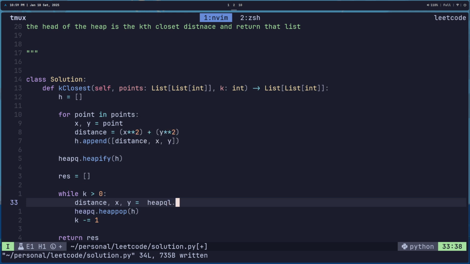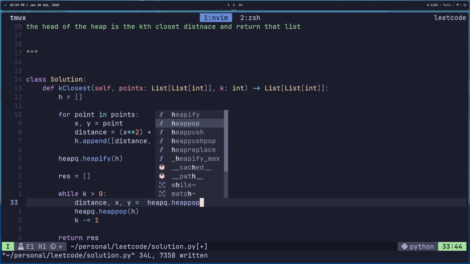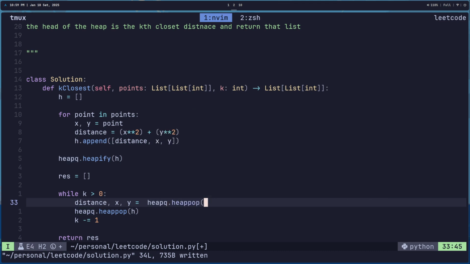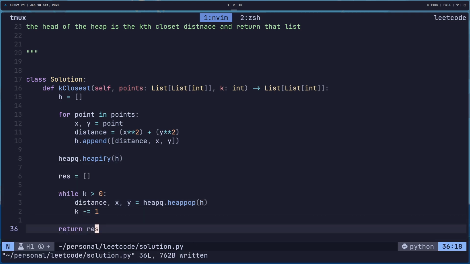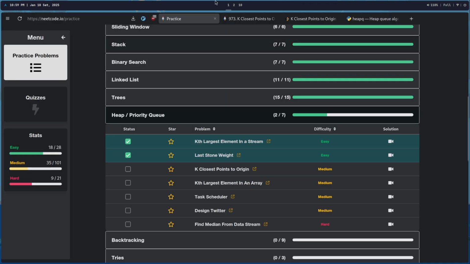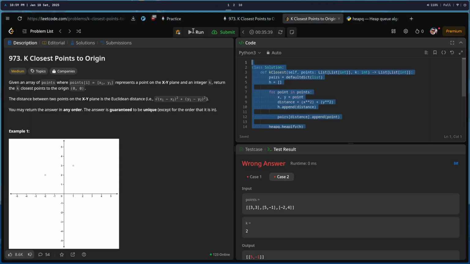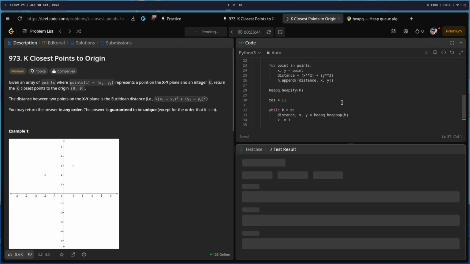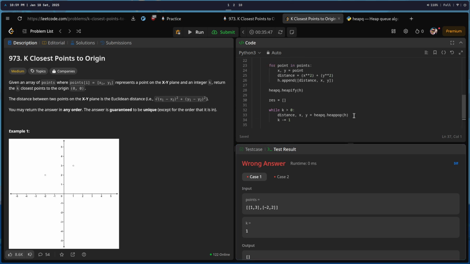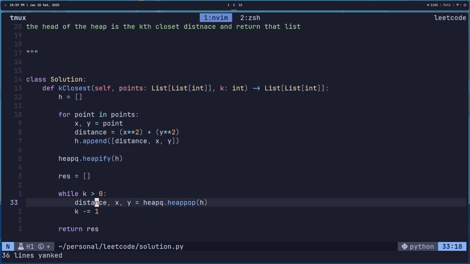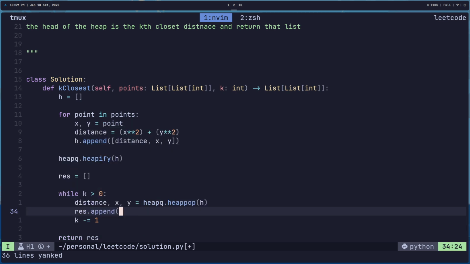heapq.heappop h. I think that works. Let's see if it works. Oh, because I didn't freaking append anything. X, Y.